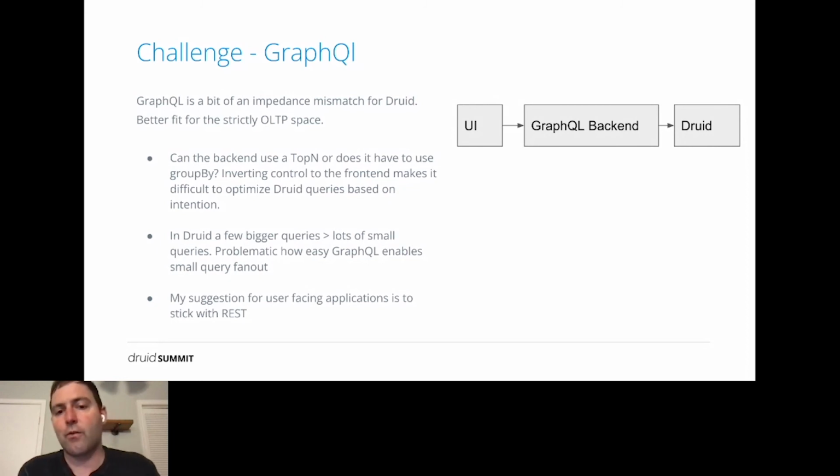And GraphQL makes it really easy to do small query fan out, and we're also finding that you can get away with that a little bit easier in the OLTP space, but I think the OLAP space is a little bit less forgiving. So my suggestion, if anybody's considering GraphQL, I would probably stick with REST.